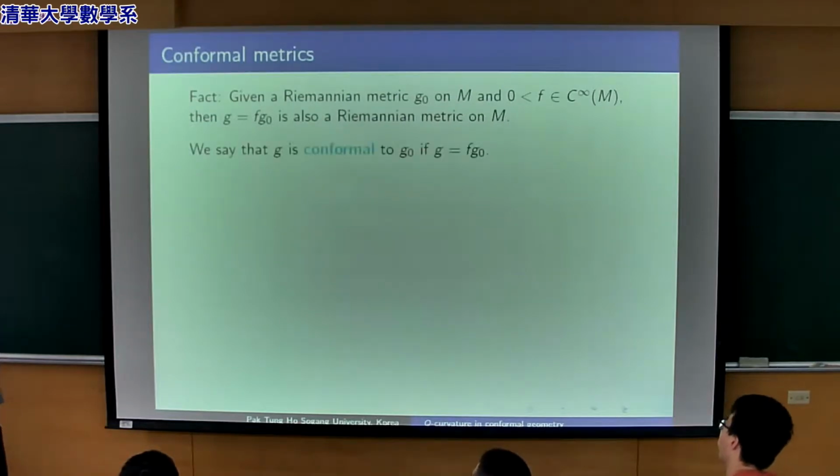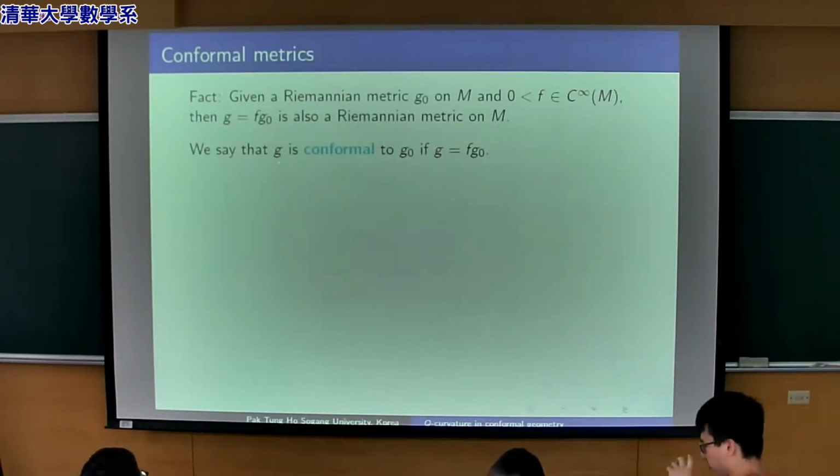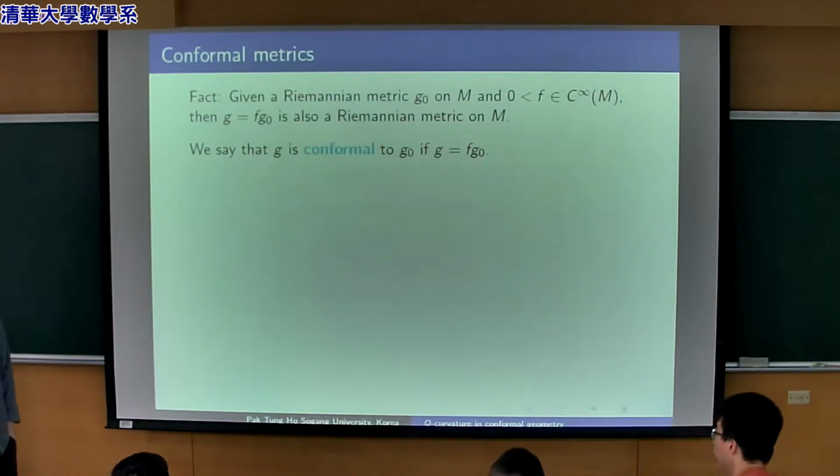In fact, this is the concept of conformal. We say that a metric g is conformal to g-dot if you can write these two metrics in this form.